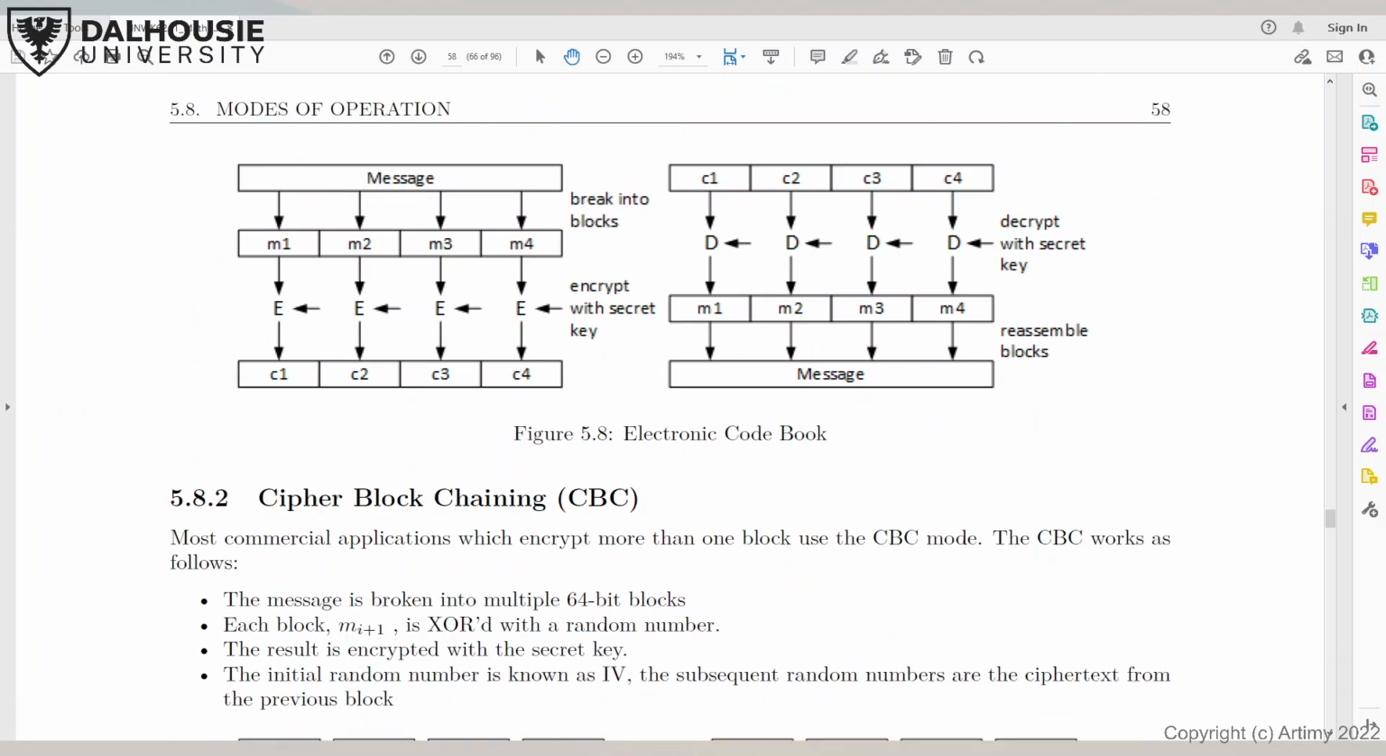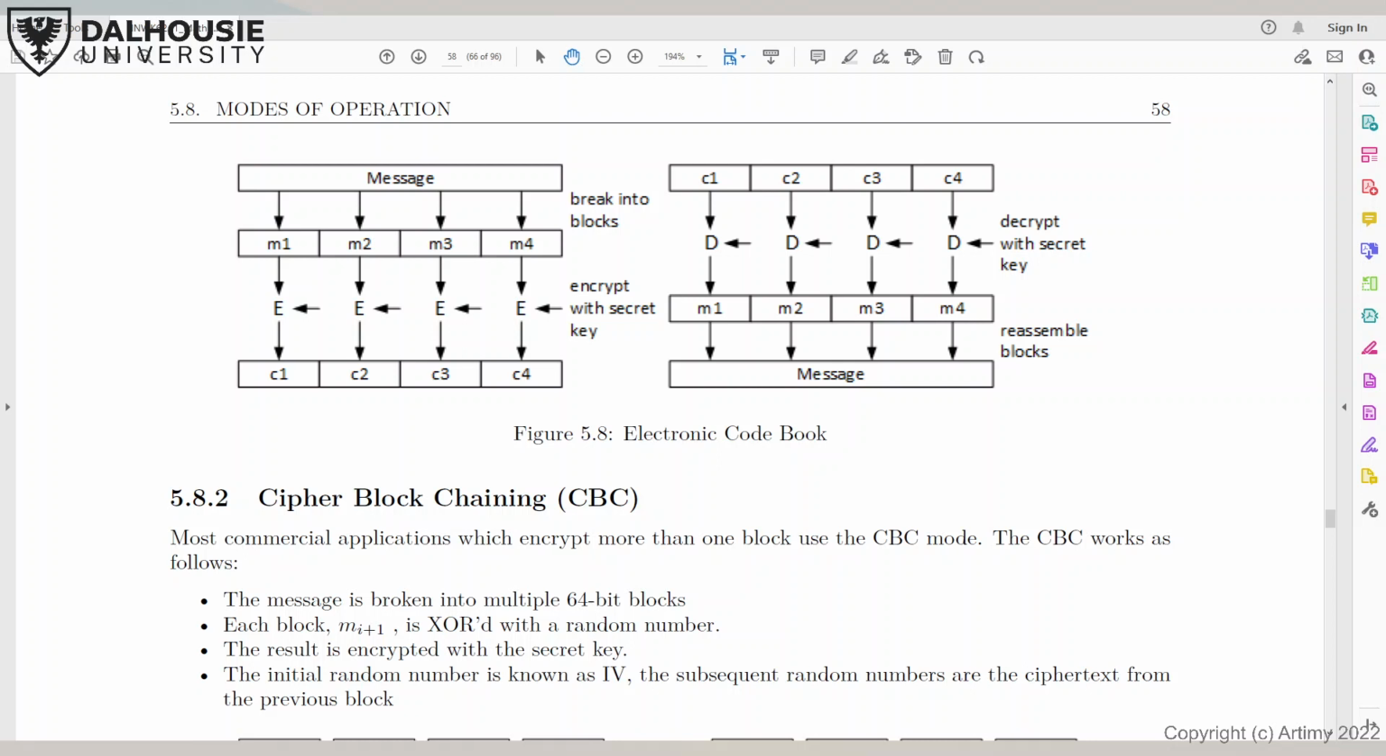In the ECB, the idea is to take a message and break it into smaller messages. Each one of them is exactly the size of the data block that the encryption algorithm takes. For example, if we're using DES, we will take a block of 64 bits. If we were using AES, we will be using 128-bit blocks. So we take these smaller blocks and apply the encryption algorithm to each one of them separately with the key. Of course, the same key.